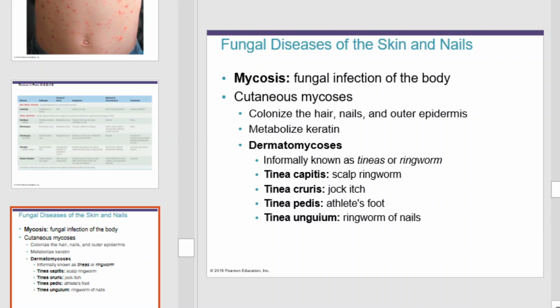Dermatomycoses, which are informally known as tineas or ringworm, are probably the most common. Tinea capitis is scalp ringworm, tinea cruris is jock itch, tinea pedis is athlete's foot, and tinea unguium is ringworm of the nails.